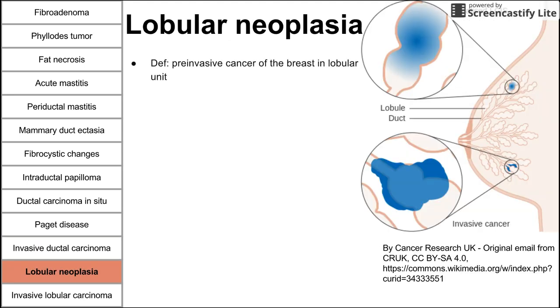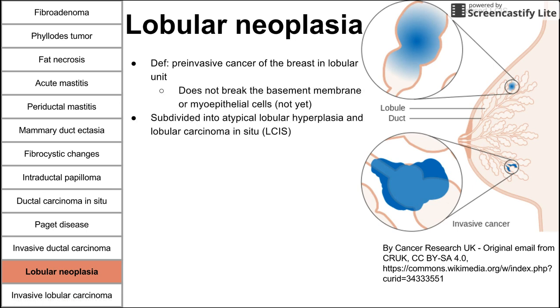Next is lobular neoplasia. This is a pre-invasive cancer of the lobule unit. We talked about a pre-invasive cancer of the ducts, that was DCIS. This is the same thing, but for the lobules, deeper into the anatomy of the breast. This would be a lobular carcinoma in situ, whereas a DCIS would be in this region of the duct. Again, this does not break the basement membrane, not yet.